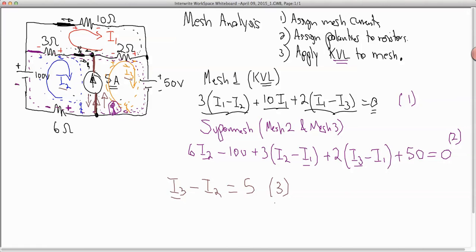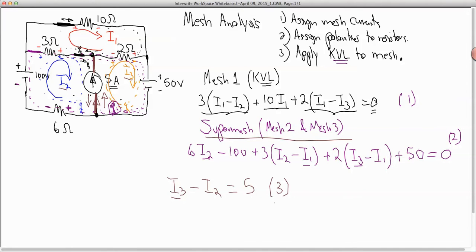So this is the concept of super mesh. And you're gonna use this concept every time that you have a current source in a branch. And the reason is because you don't know what is the voltage there. That's why you cannot just say minus 5 volts, because 5 amperes is completely different to 5 volts. So now we have the 3 equations with 3 unknowns.